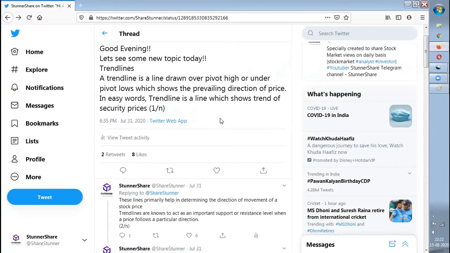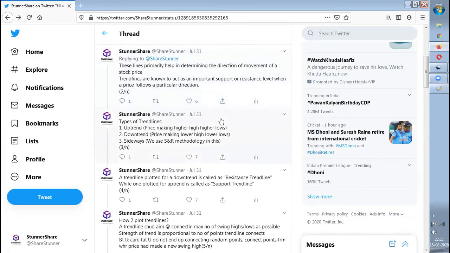So these lines primarily help in determining the direction of a movement. That is what I've said. The line actually tells what the direction of the movement is, whether the stock is in an uptrend or the stock is in a downtrend.